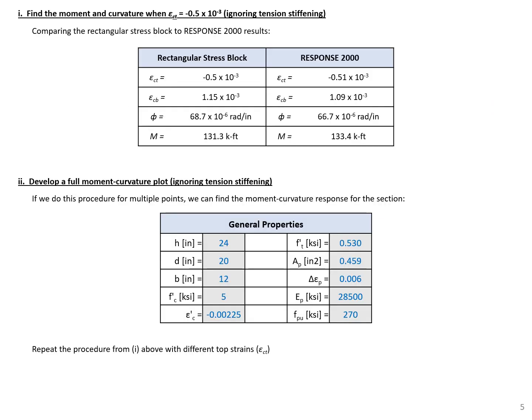We can now compare the values that we got using the rectangular stress block approach to those that we would obtain using a layered section approach, in this case from Response 2000. You can see they're very comparable, and typically you'll get values within 5% of each other. So the next part of this example problem was to develop a full moment curvature plot, first ignoring tension stiffening. And I set this up in Excel, and you can see here some of the general inputs that I have in my Excel sheet that we need for all the calculations.